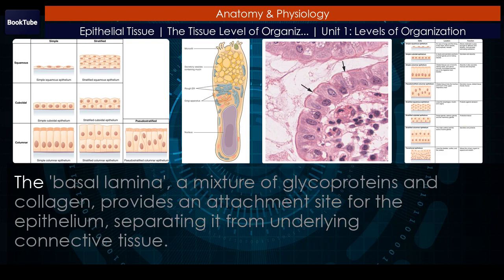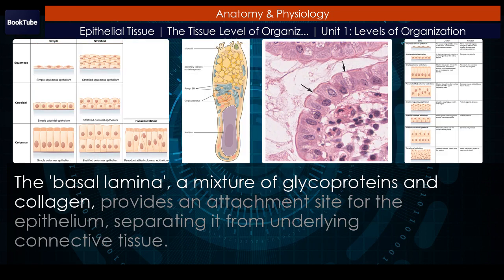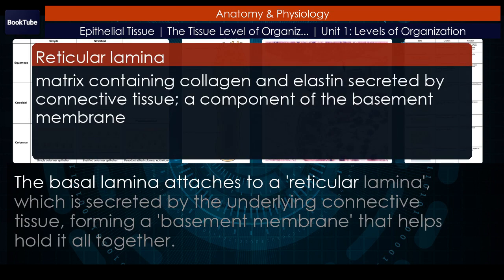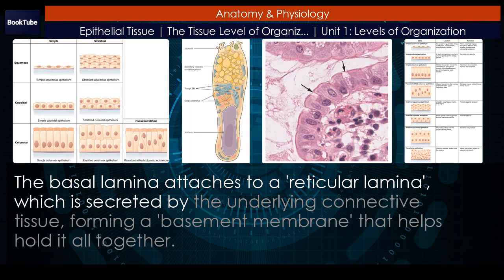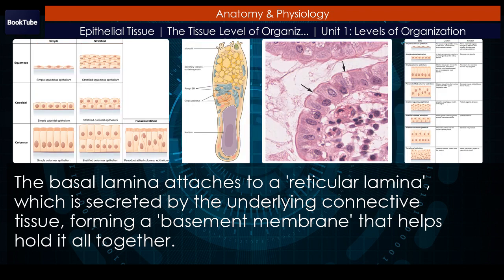The basal lamina, a mixture of glycoproteins and collagen, provides an attachment site for the epithelium, separating it from underlying connective tissue. The basal lamina attaches to a reticular lamina, which is secreted by the underlying connective tissue, forming a basement membrane that helps hold it all together.